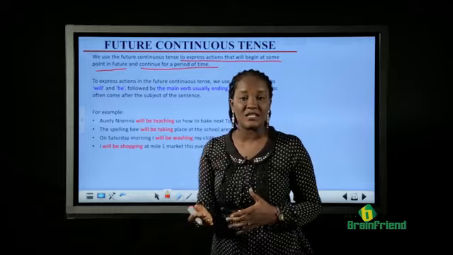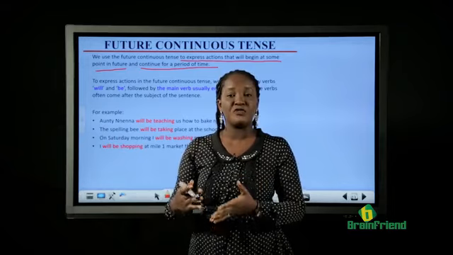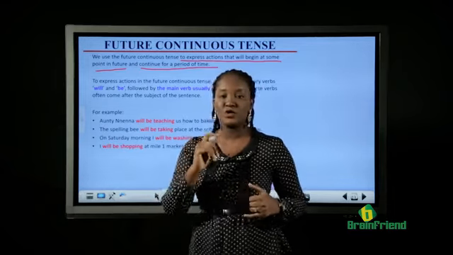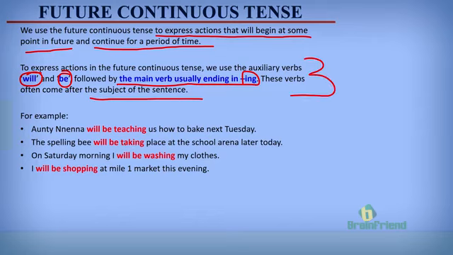The action will begin at some point in future and continue for a while, still in future. To express actions in future continuous tense, we use the auxiliary verbs will and be, and they are followed by the main verb, which usually ends in ing. These verbs often come after the subject of the sentence. So this is the formula for expressing verbs in the future continuous tense.